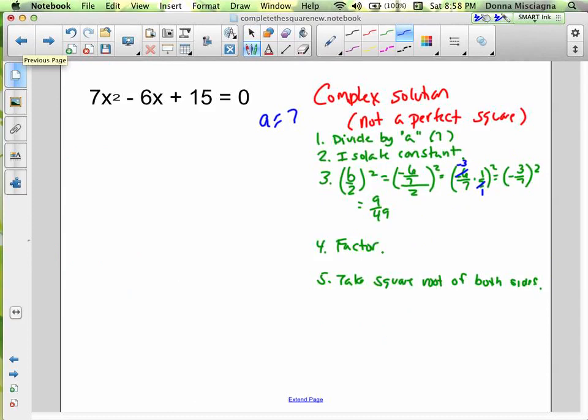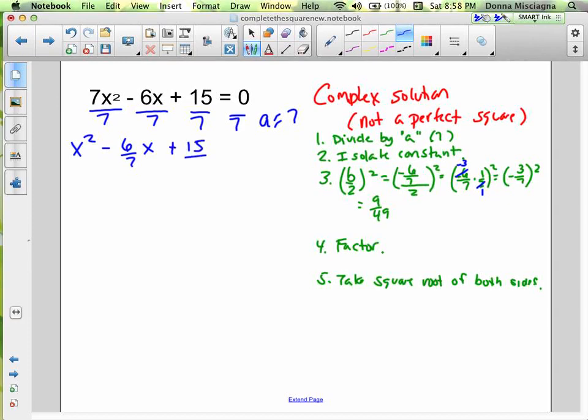Lots of fractions here, just to show you that even if you end up with a lot of fractions, it's not that bad. All right, so I'm doing a worse problem than I'm going to give you. We're going to divide everything by 7. That's going to give us x squared minus 6/7 x, can't do anything there, plus 15/7.